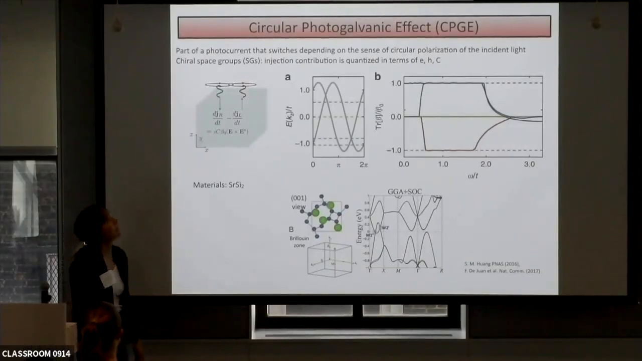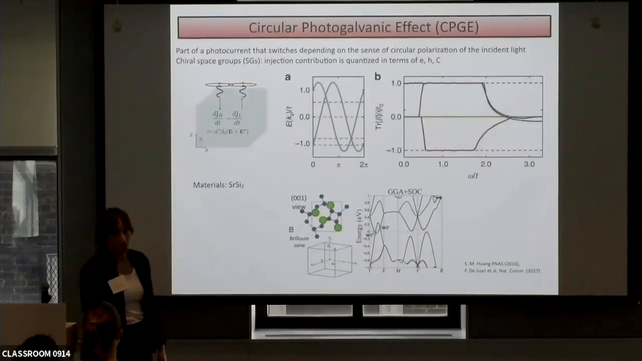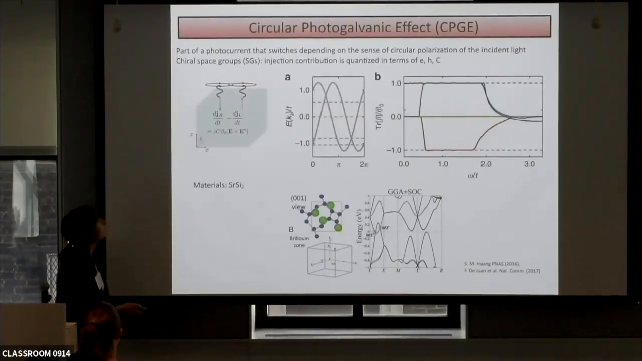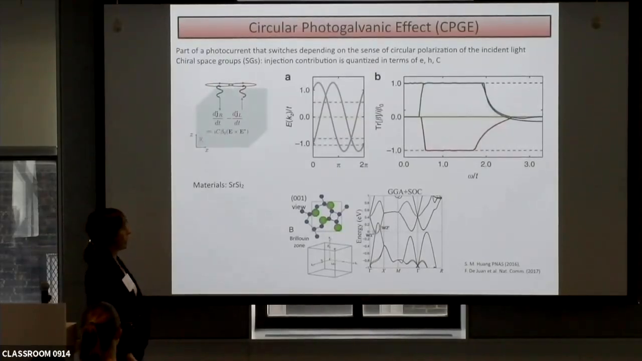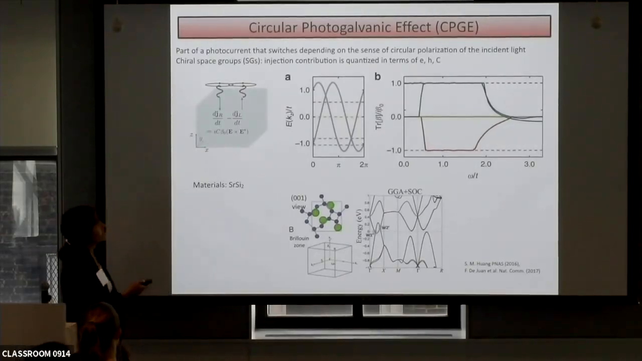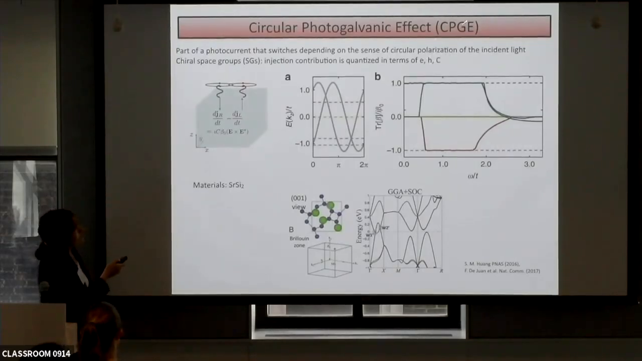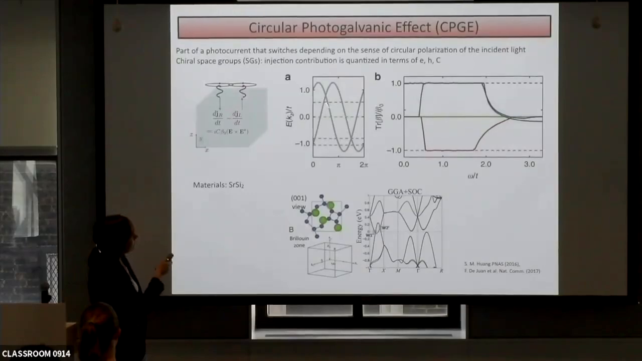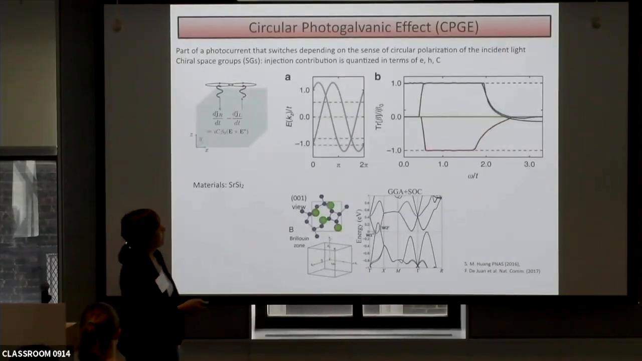So the CPGE is the part of the photocurrent that switches depending on the circular polarization of the incident light. And what Fernando and Adolfo found is that when the material is described by a chiral space group, which is a space group that lacks mirror or inversion, the response of the injection is quantized in terms of the charge, e, and the Chern number. So if we have a material in one of these space groups, we're going to have between high symmetry points 2 Weyl crossings that are going to be at different energies, and they're going to have a quantized response function.